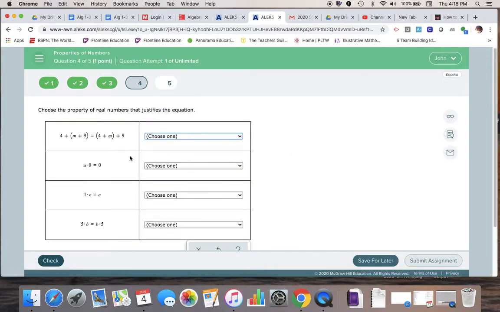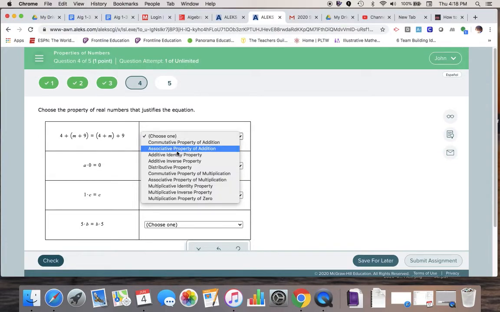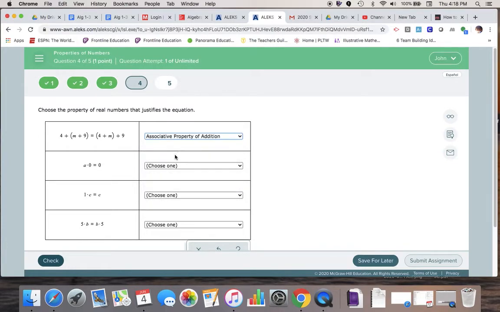All right, let's look at one more here. 4 plus m plus n equals 4 plus m plus 9. I said n, that's 9. M plus 9 is what's in here, and then this is 4 plus m, so we just change the grouping symbols. So it would be associative property of addition.